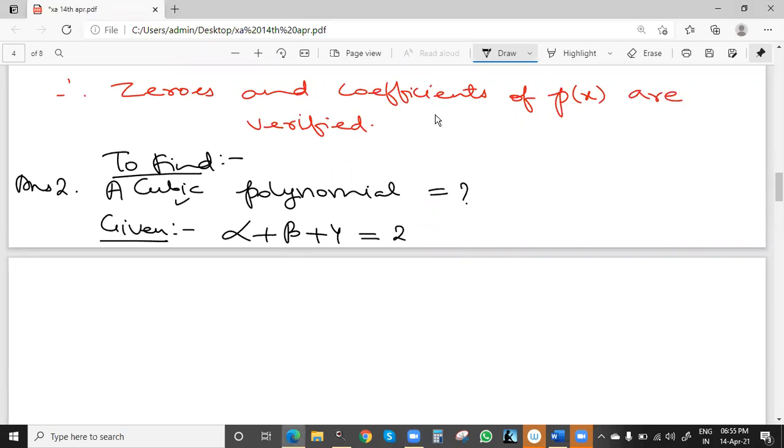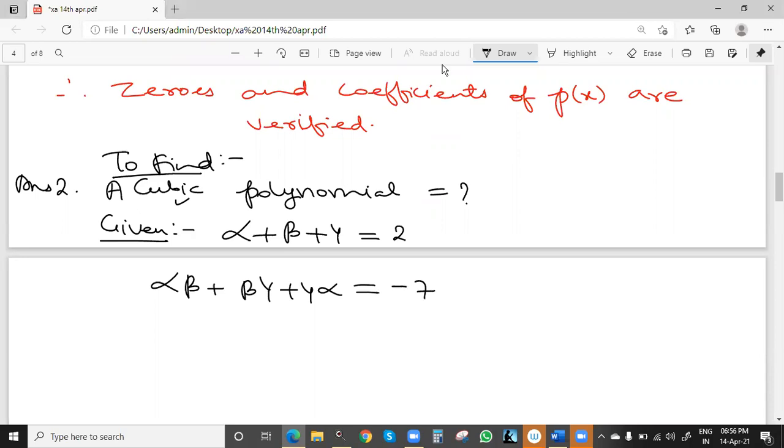Now they have given the sum of the product of its zeros, taking 2 at a time. That means the sum of the product of two zeros, or the sum of the product of the two roots: alpha beta plus beta gamma plus gamma alpha, right? That is equal to -7.